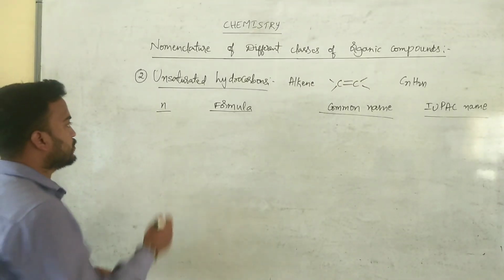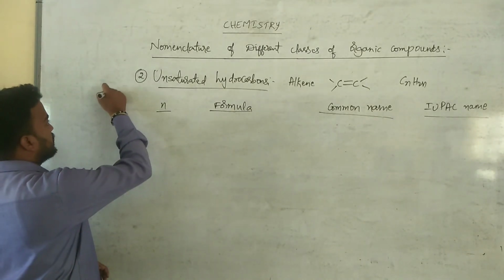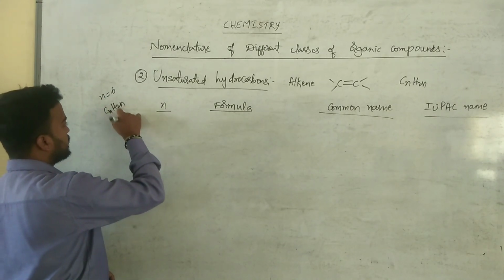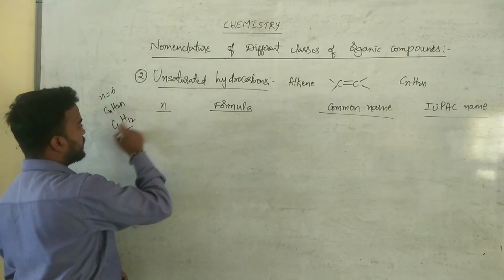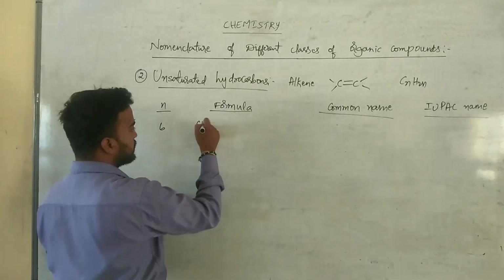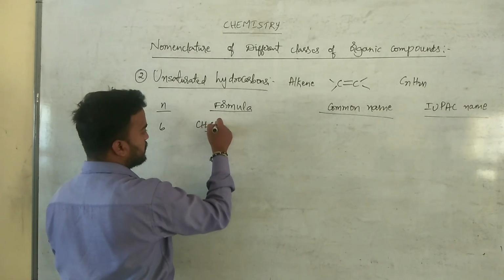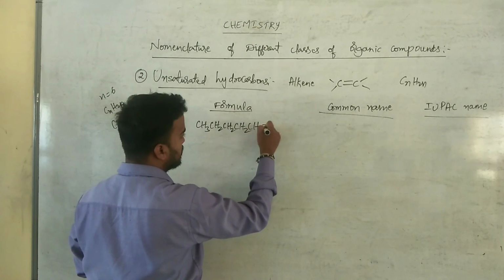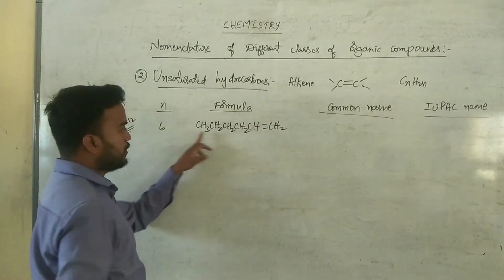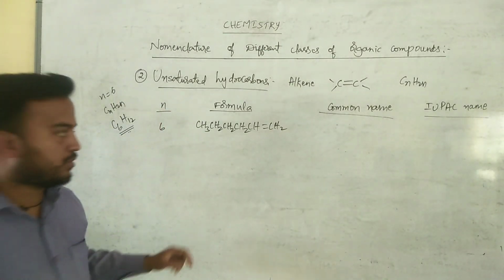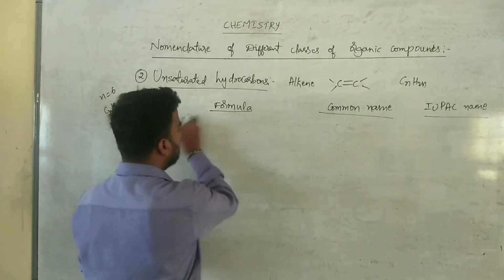Next, I will put n is equal to 6. So we will get C6H12. When n is equal to 6, the formula is CH3, CH2, CH2, CH2, CH double bond CH2. 1, 2, 3, 4, 5, 6 carbon atoms are there. But the bonds are not shown here, so I will write all the bonds.